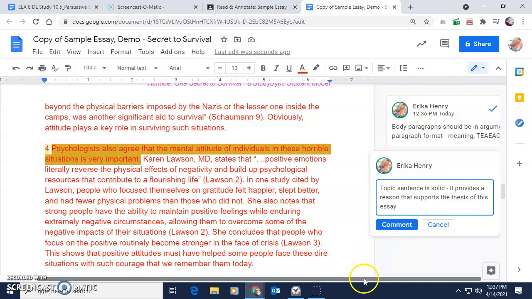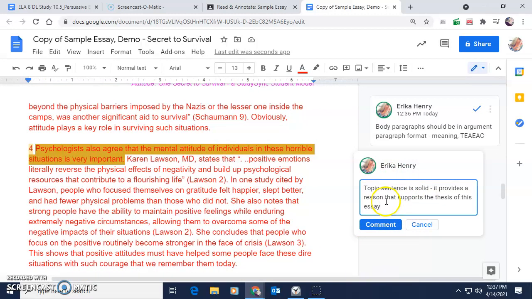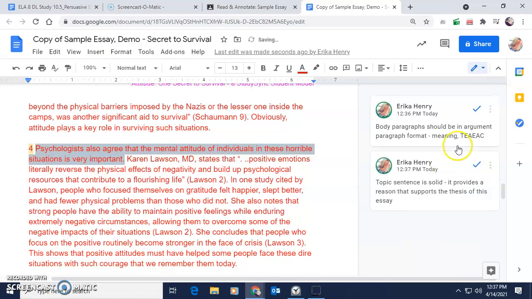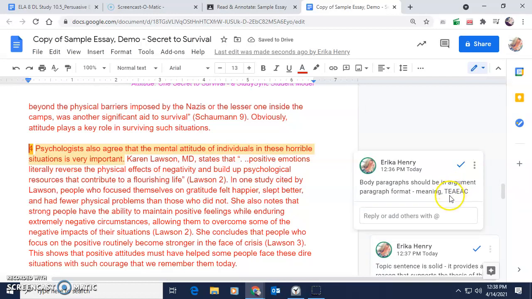So we're off to a good start. There is a topic sentence in this body paragraph, and it provides a solid reason, the idea that psychologists kind of back up the thesis. Go ahead and click comment. All right, if it's in argument paragraph format, next up should be evidence. Of course, you still need to use transition words and lead-ins, and you still need to have citations like always.